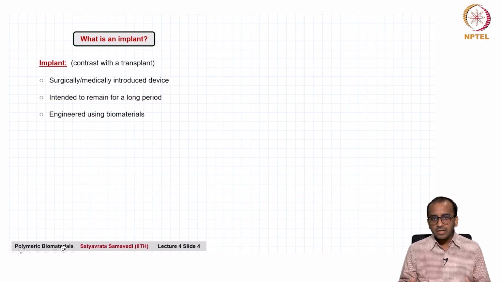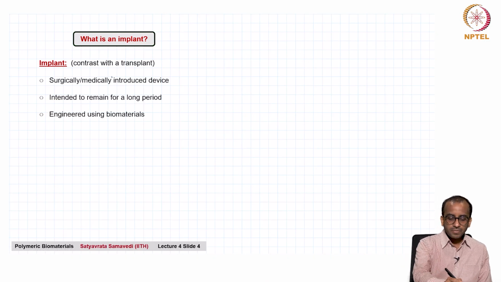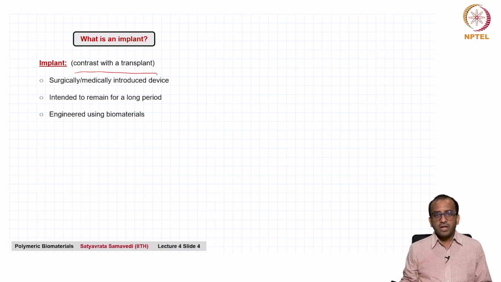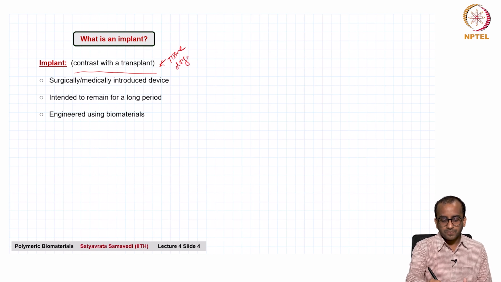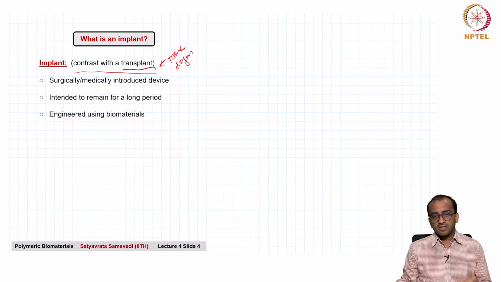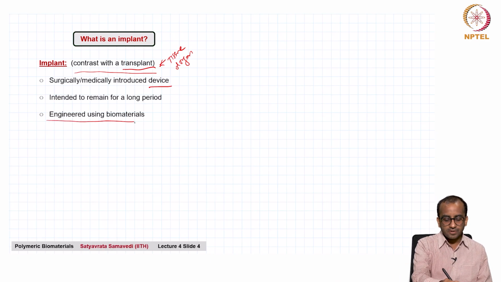Now this is a word that you will hear quite often in the biomaterials literature. The first thing you want to do is to contrast that with a transplant, which is typically an organ or a tissue. That's what a transplant is. Whereas an implant is a device that is usually surgically or medically introduced, and is engineered using biomaterials.